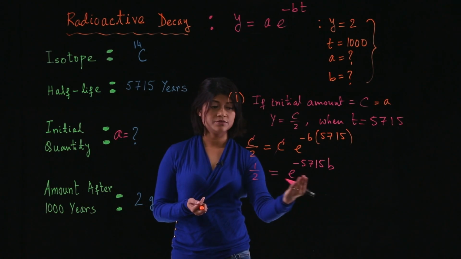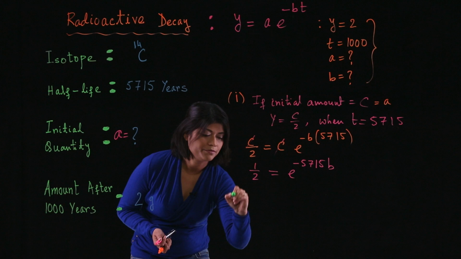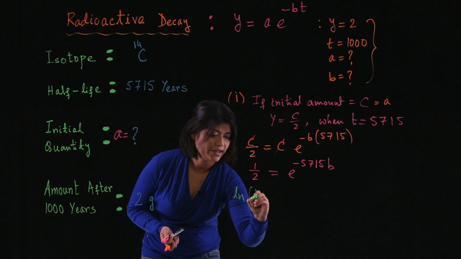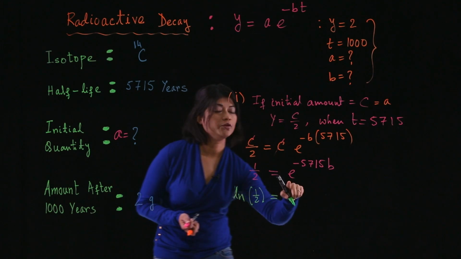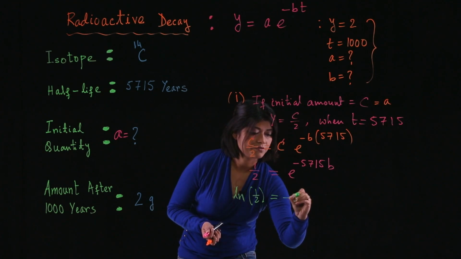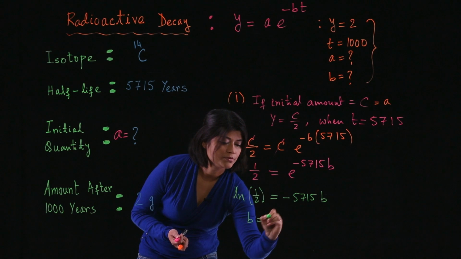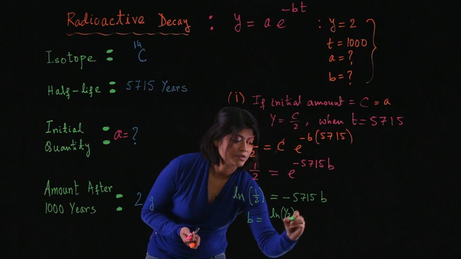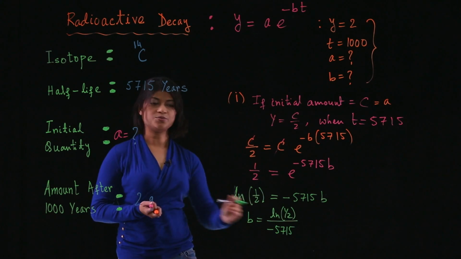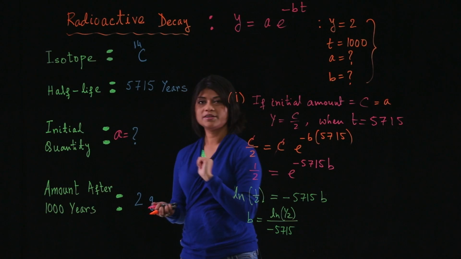Well, let's solve for b. And this is an exponential equation, so you can just take natural log on both sides. So we have natural log of 1/2 is equal to, when you take natural log of e, they cancel and you just get the exponent. So it'll be negative 5715b. So b is equal to natural log of 1/2 divided by negative 5715. All right, so we have the value that we wanted, the first one. And then using that, we can find our missing quantity here.